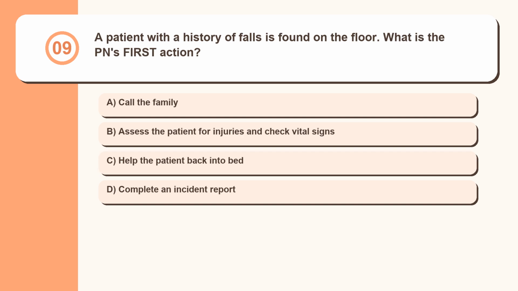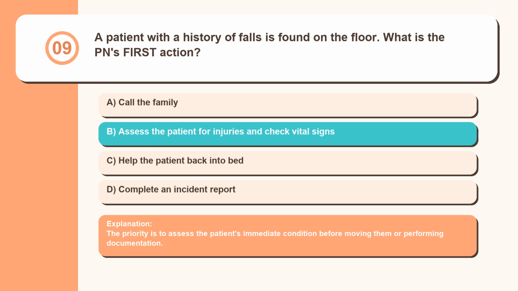Question 9. A patient with a history of falls is found on the floor. What is the PN's first action? Call the family. Assess the patient for injuries and check vital signs. Help the patient back into bed. Complete an incident report. The priority is to assess the patient's immediate condition before moving them or performing documentation.